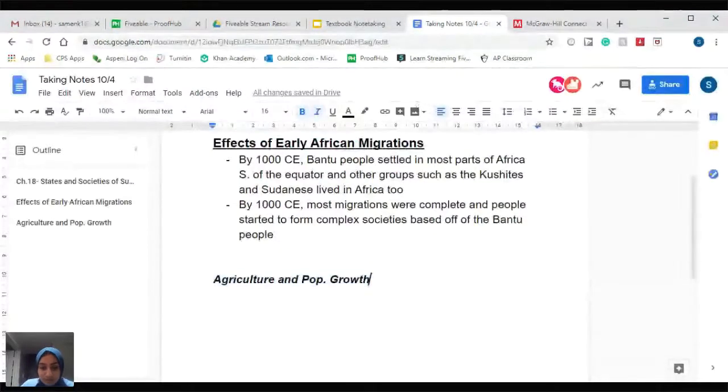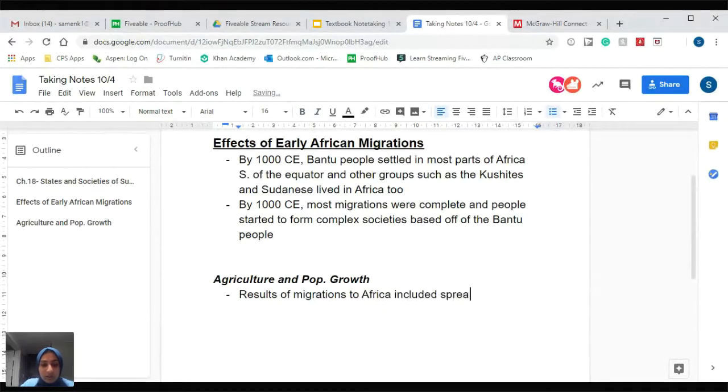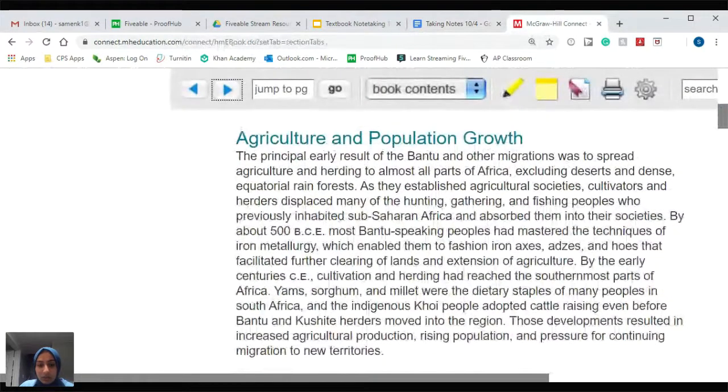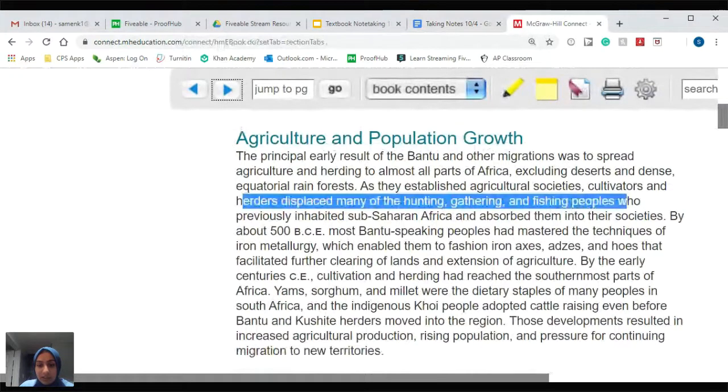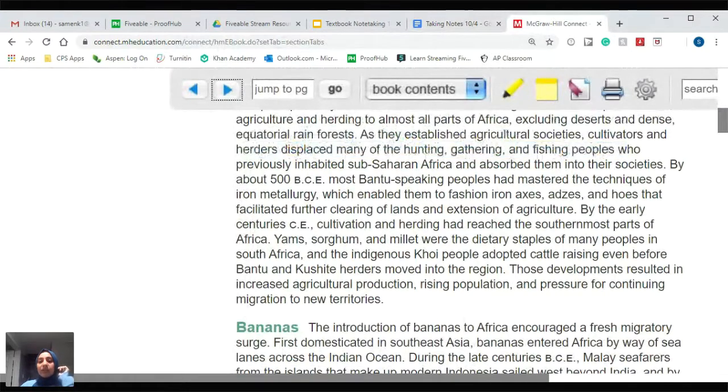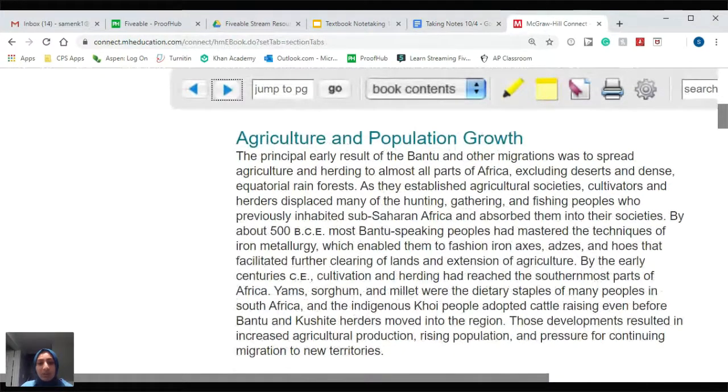So you could just say, let's unbold this. Results of migrations to Africa included spreading agriculture and herding. There, I summed that one up. And then we could say established agricultural societies, cultivators and herders displaced the many hunting, gathering, and fishing people. I guess it's semi-important because we could say Africa turned into more of an agricultural society rather than like the past, like hunting, gathering, and all of that.